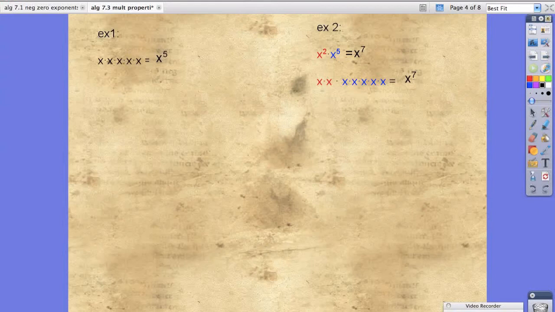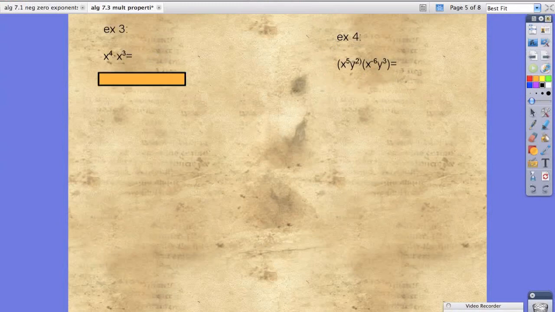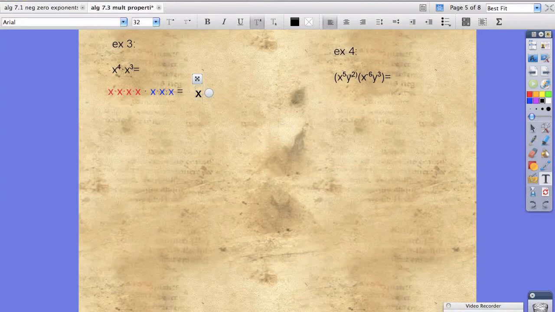So as we go through this, what we'd like you to think about is, how can I simplify these problems, so x to the 2nd times x to the 5th, how is that x to the 7th without having to expand it out? So let's try example 3. We have x to the 4th times x to the 3rd, and we expanded it out again. So in total we have x to the 7th power because there are 7 x's. And same thing for the original equation up top.